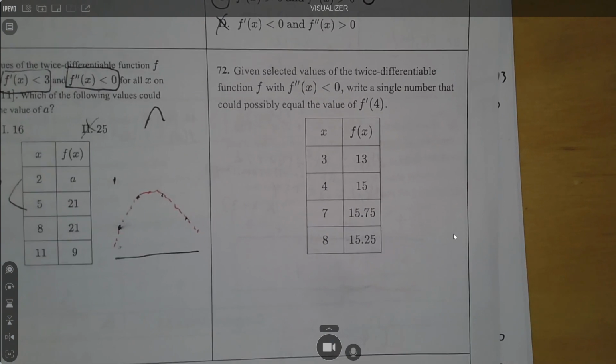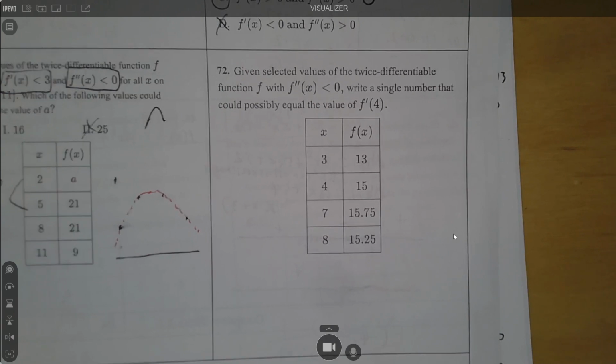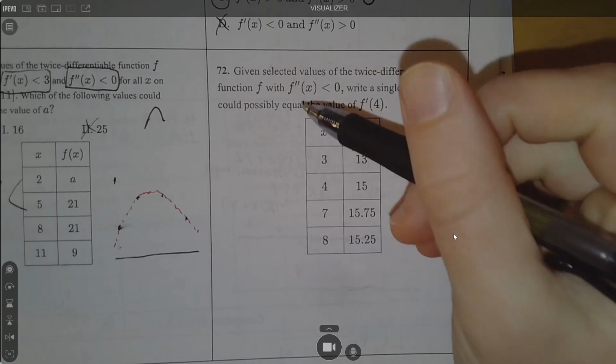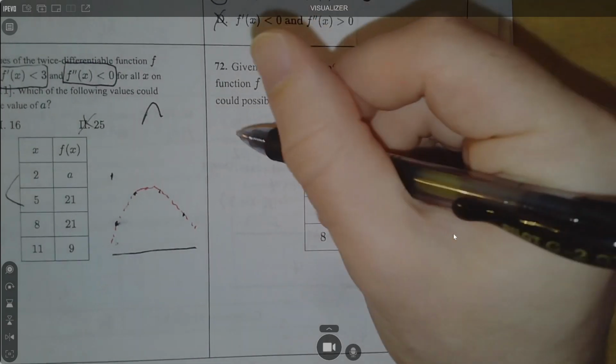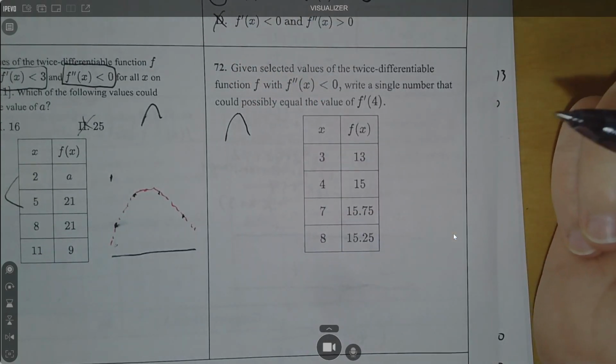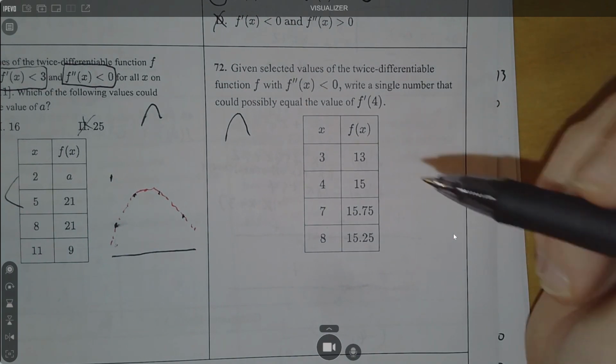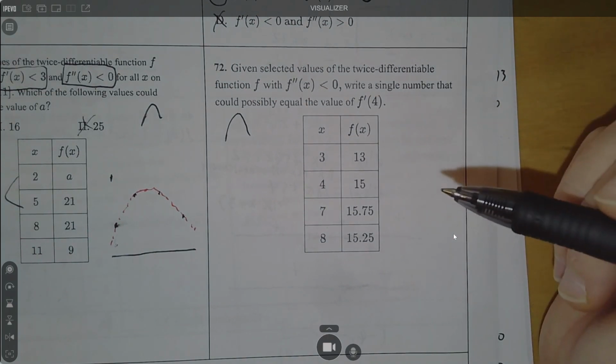Last one: given selected values of the twice differentiable function f with the second derivative less than 0, write a single number that could possibly equal the value of the derivative at 4. Again, this is basically assessing your knowledge of the symbols. Do you understand what the second derivative being less than 0 means? That it must be concave down like this? That the slopes must be decreasing each time?